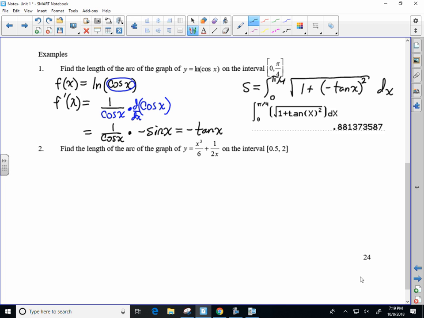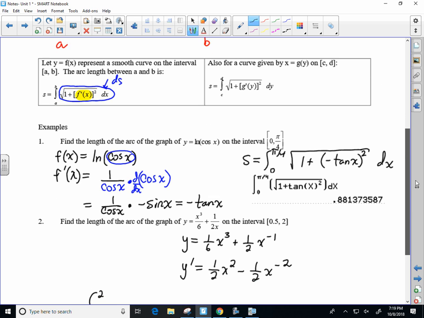All right? But really, that's all there is to it. In the second one, find the length of the arc of the graph of this. I write it first as 1 over 6 x cubed plus, and I'll write this as 1/2 x to the negative first. Because I need to take the derivative of it, I want it to be in a nice power rule format. So that'd be 1/2 x squared minus 1/2 x to the negative second. That's only for the purpose of getting it into the calculator. This is happening over the interval of 1/2 to 2.